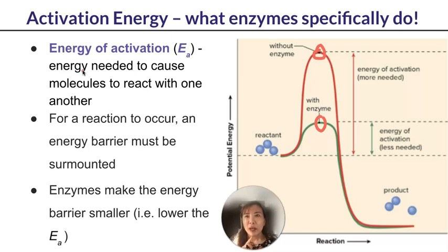And without the enzyme, we have this huge energy barrier, right? We have this large energy barrier right here that we must overcome in order for the reaction to occur. The enzyme makes that energy barrier slightly smaller. So with the enzyme, this energy barrier is now a lot smaller compared to without the enzyme, and the reaction is able to occur faster.